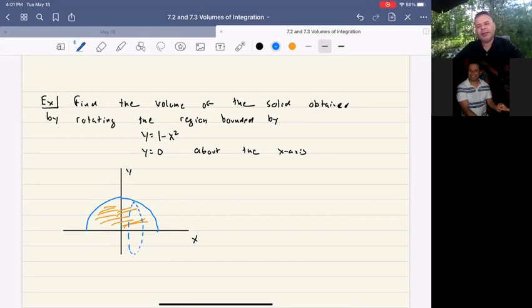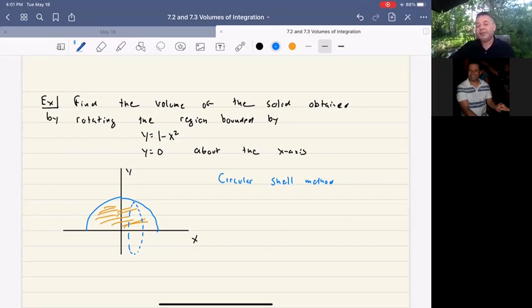Okay, so I'm going to set up these problems using both circular disk method and cylindrical shell method, if possible. Okay, so let's start with the circular disk method, which is the picture that I've sort of done here.